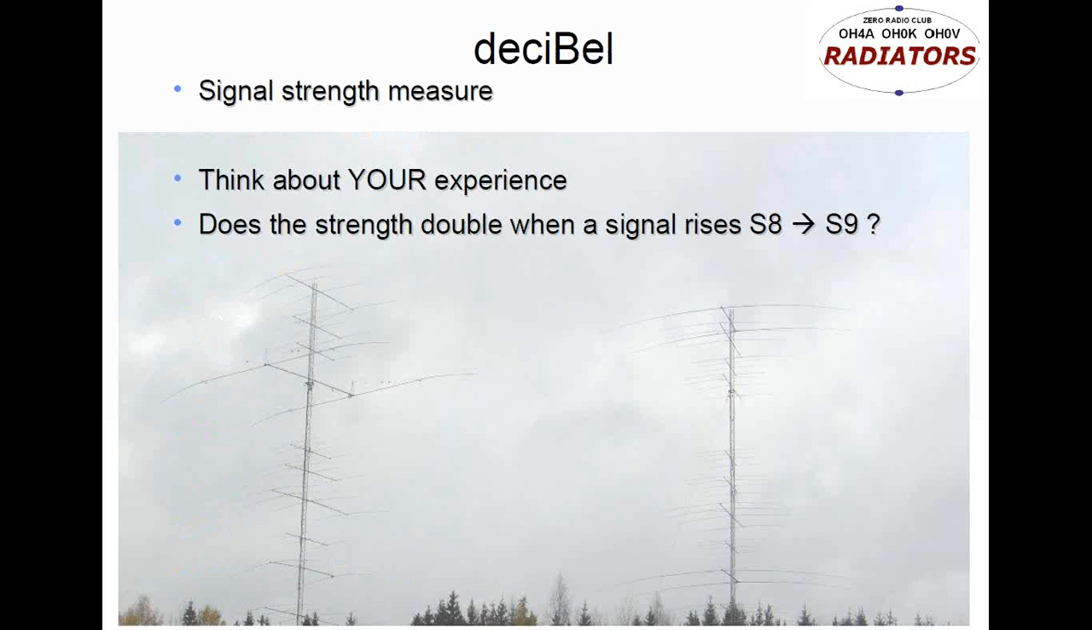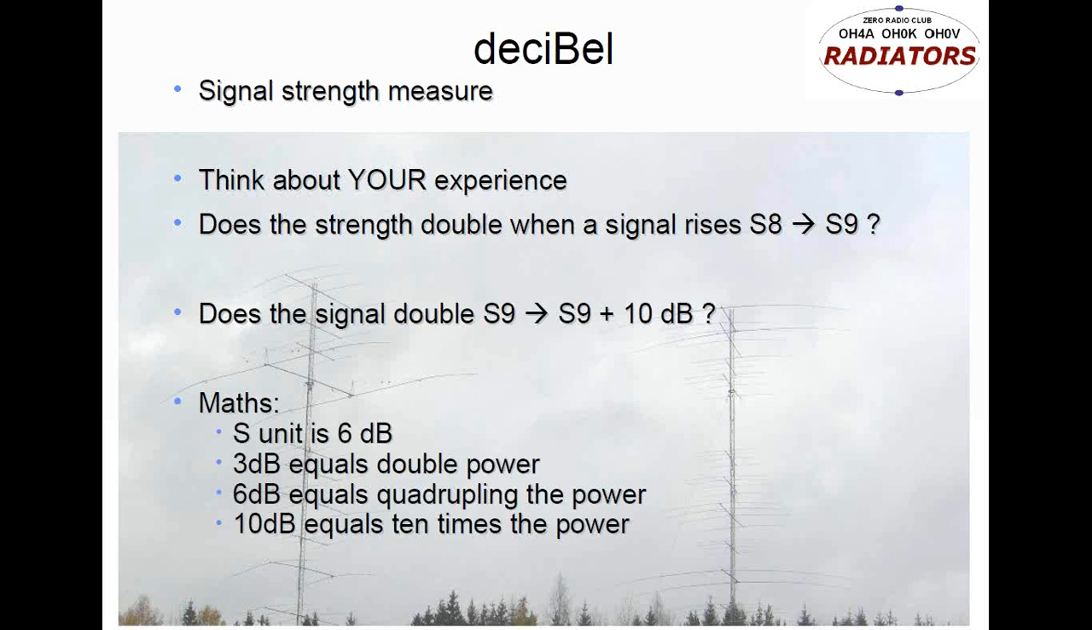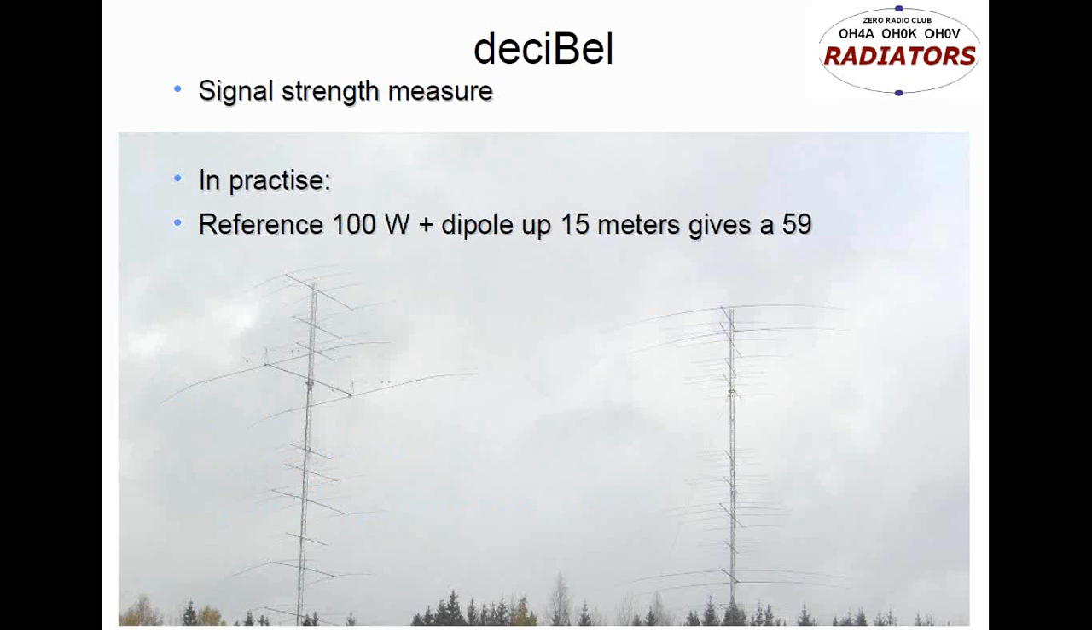So the decibel is a signal strength measure. How about your experience? If a signal rises from S8 to S9, does the signal strength double? Or if we go from S9 to S9 plus 10, what happens? Mathematically, because this is engineering science, an S unit is 6 decibels. And 6 decibels equals quadrupling the power, and 10 decibels is 10 times the power. 3 dB is doubling the power, like many of us know, but just for repeating and making these basic assumptions clear.